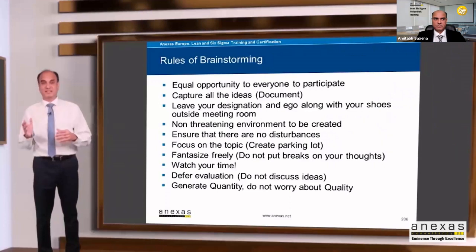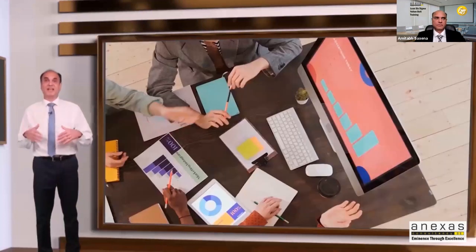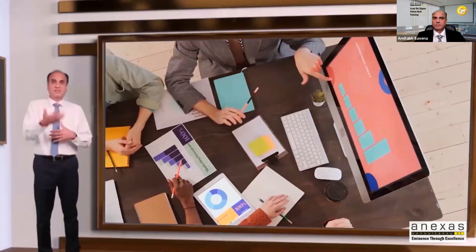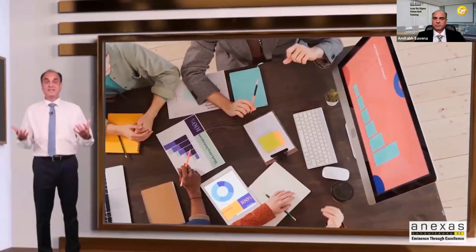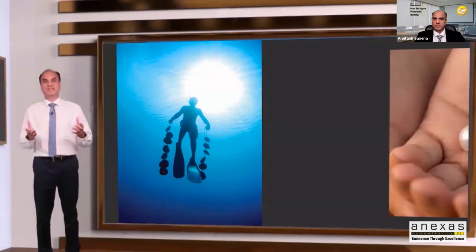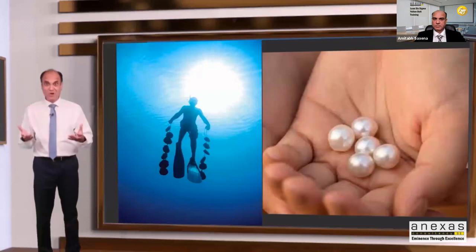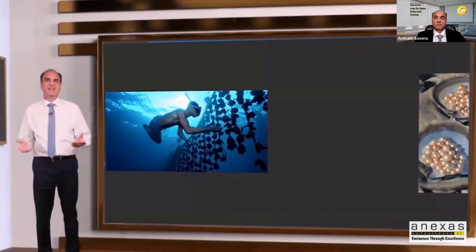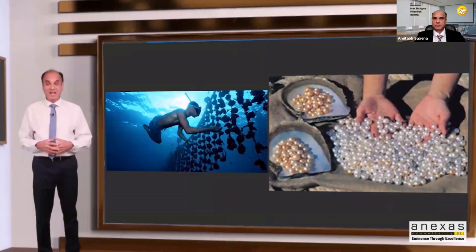Generate quantity, do not worry about the quality at the initial stages. So you have to generate lots of root causes, lots of solutions, the more the better. A pearl diver dives into the sea to find the pearls. If he just collects 10 oysters, the probability of getting a pearl is very low. But if he collects thousands of oysters, the probability of getting a pearl is very high.